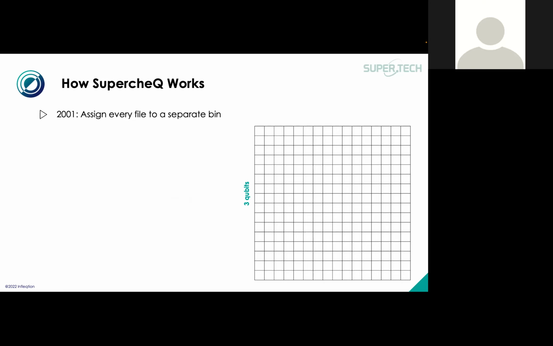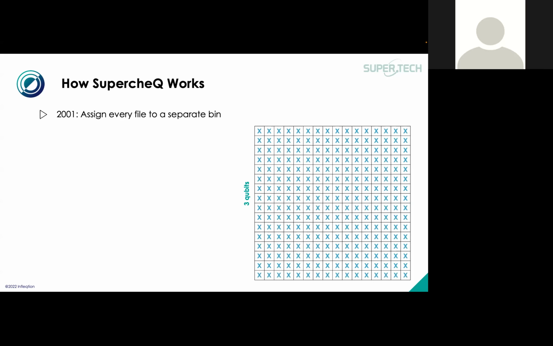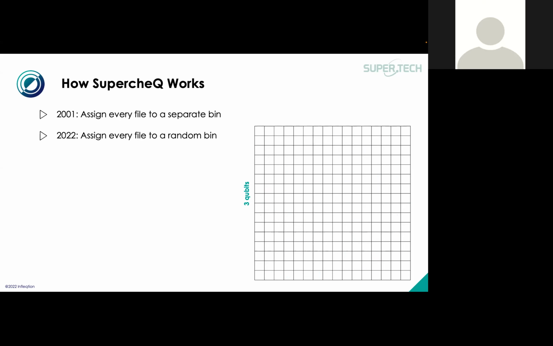In the original quantum fingerprinting existence proof in 2001, the idea is that your first file goes into this bin, which I'll explain a little bit more. Second file goes here, third file goes here, fourth file goes here. And in general, you can fit, for 3 qubits, 256 files into the space. What we're going to do is just randomize the assignment. First file might go here, second, third, fourth, etc.